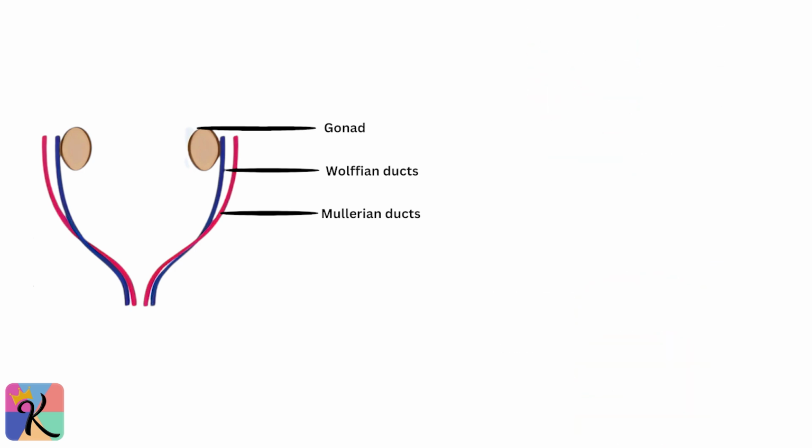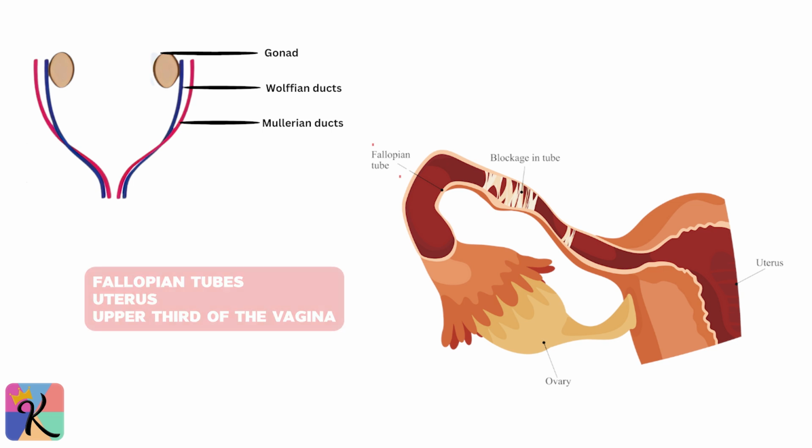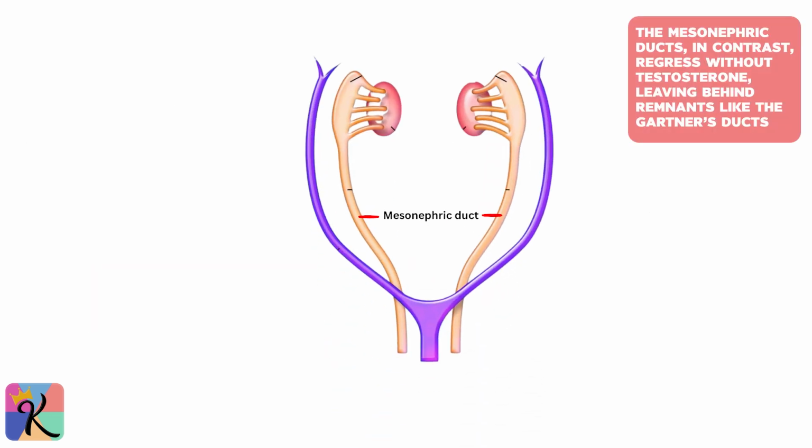In females, without anti-Müllerian hormone and testosterone, the Müllerian ducts persist and form the fallopian tubes, uterus, and upper third of the vagina. The mesonephric ducts, in contrast, regress without testosterone, leaving behind remnants like the Gartner's ducts.